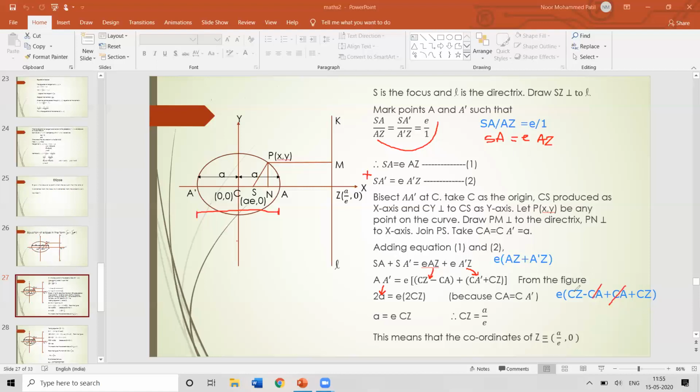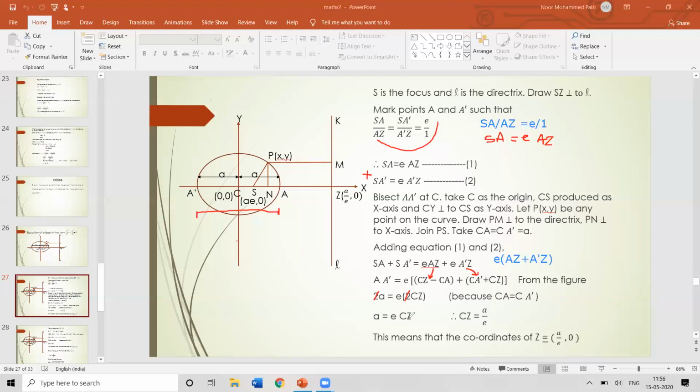So what is left out is CZ plus CZ. How many CZs are there? 2. That's why the total answer of this will be 2 times CZ, with e as it is. Now 2 also gets cancelled because here is multiplication and here also multiplication. If I take this on the other side, 2 and 2 get cancelled. So what is left out is a is equal to e into CZ.